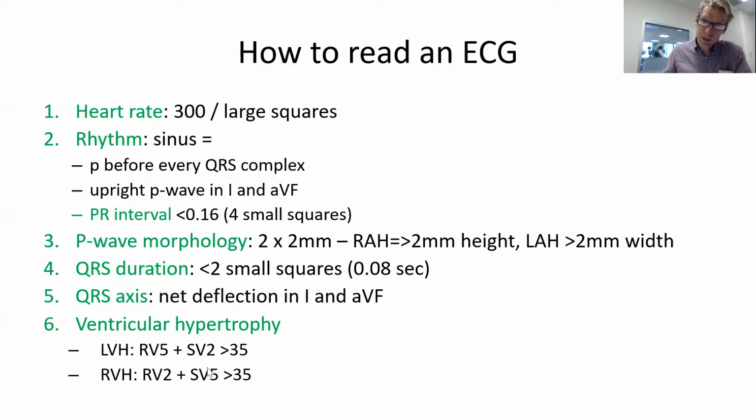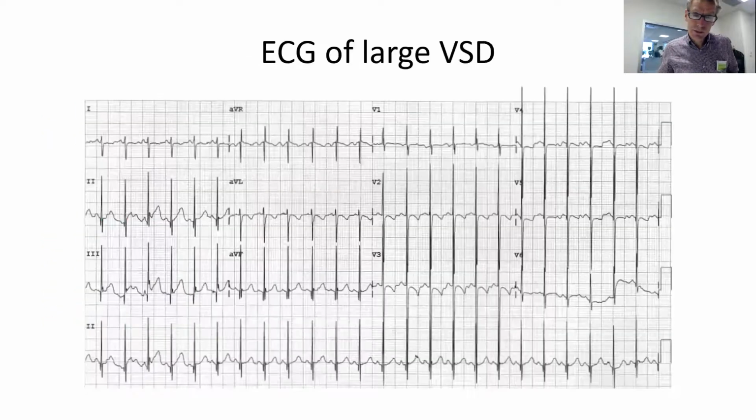And sometimes there's biventricular hypertrophy. Both ventricles are enlarged, and both of these will be greater than 35 millimeters when you add them up together. All right. Okay.